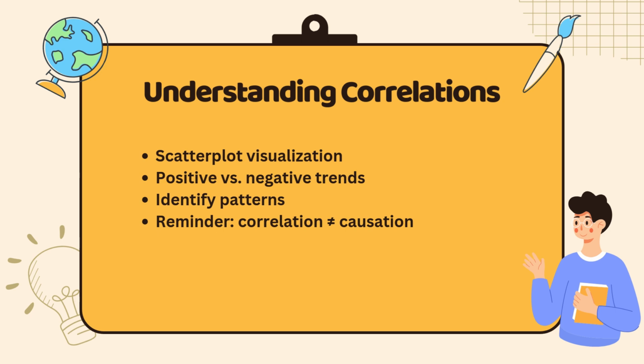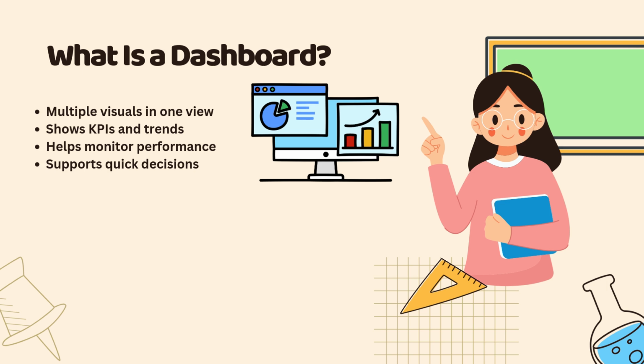Understanding correlation charts. Scatterplots help show relationships. A positive trend means as one value increases, the other does too. A negative trend means the opposite. Always remind interns that correlation does not equal causation. Just because two variables move together doesn't mean one causes the other.